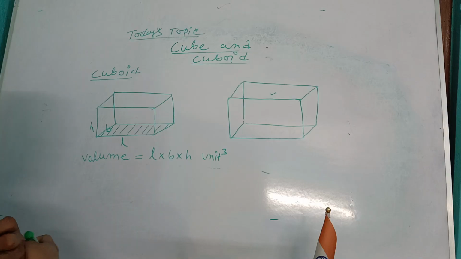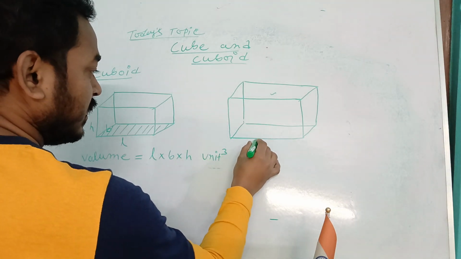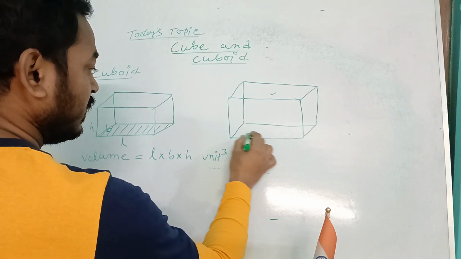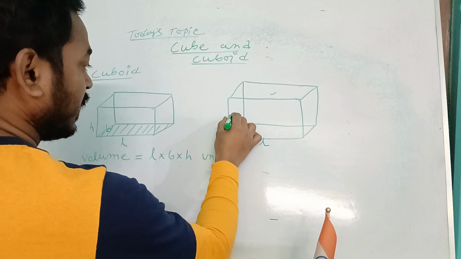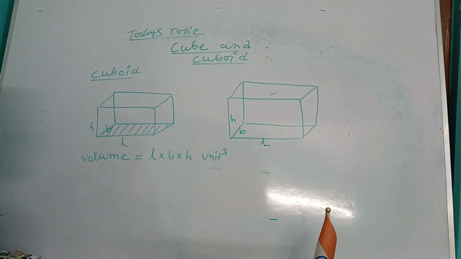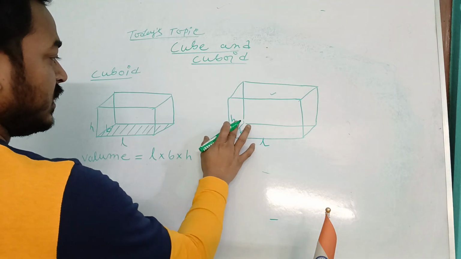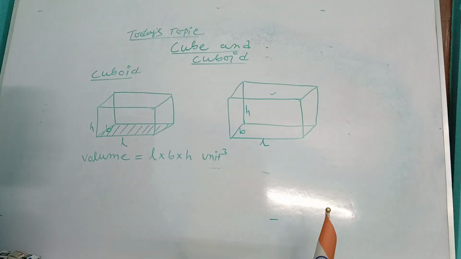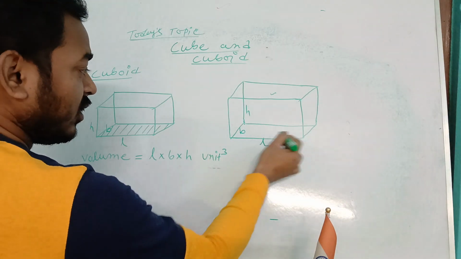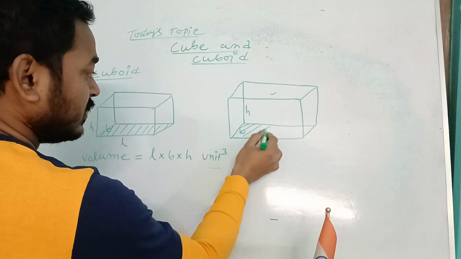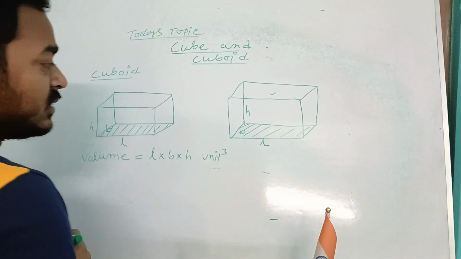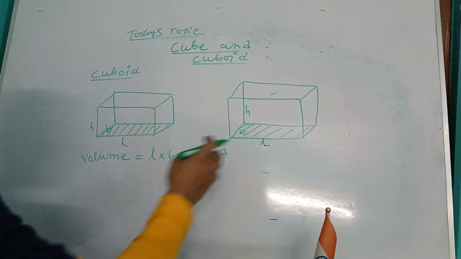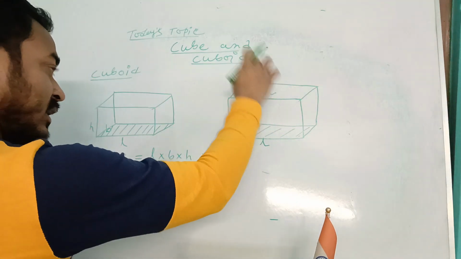Done. Now this is the length L. Consider it is breadth B and height H. So this is height H, which is also height H, same height H. Now tell me, what is the area of this surface? It is B into L. So this surface and the top surface are the same.